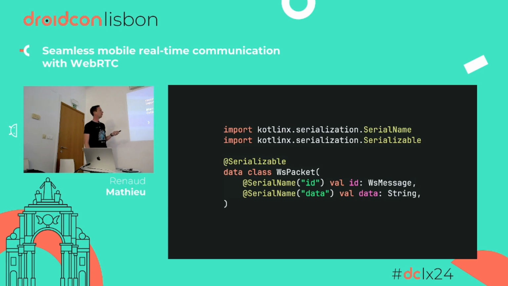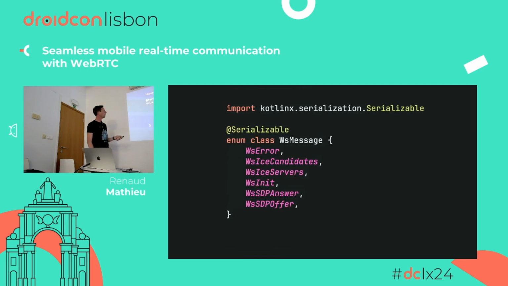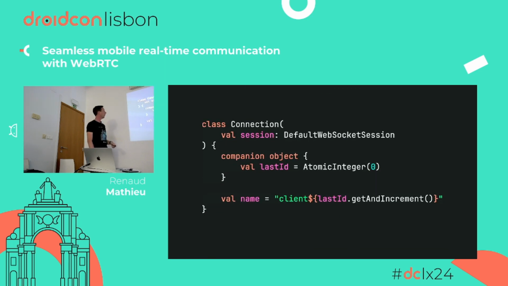So what I did is put an ID with the messages and also the data as a string, and you wrap it and make sure that it's always a WS packet or your interface on top. And the WS messages is for now an enum. We have errors, when we gather the ICE candidates, ICE server, the init, answer, offer. So this is for now what we need.